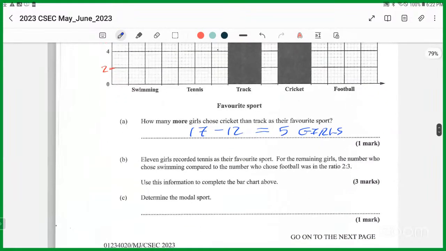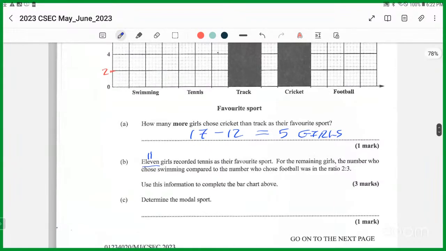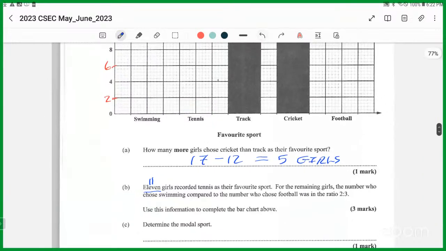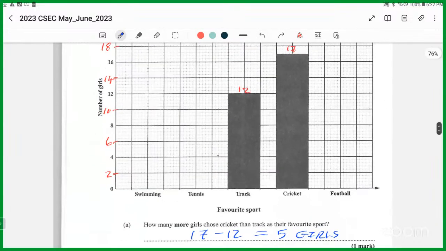11 girls. Remember them, important. Make a note of them. 11 girls recorded tennis as their favorite sport. All right. Tennis is 11, right? So let's just put in the tennis now. I know they're going to ask you to complete the bar chart. That's how these questions are. The most asked is to complete the bar chart. Shade that. That's 11.